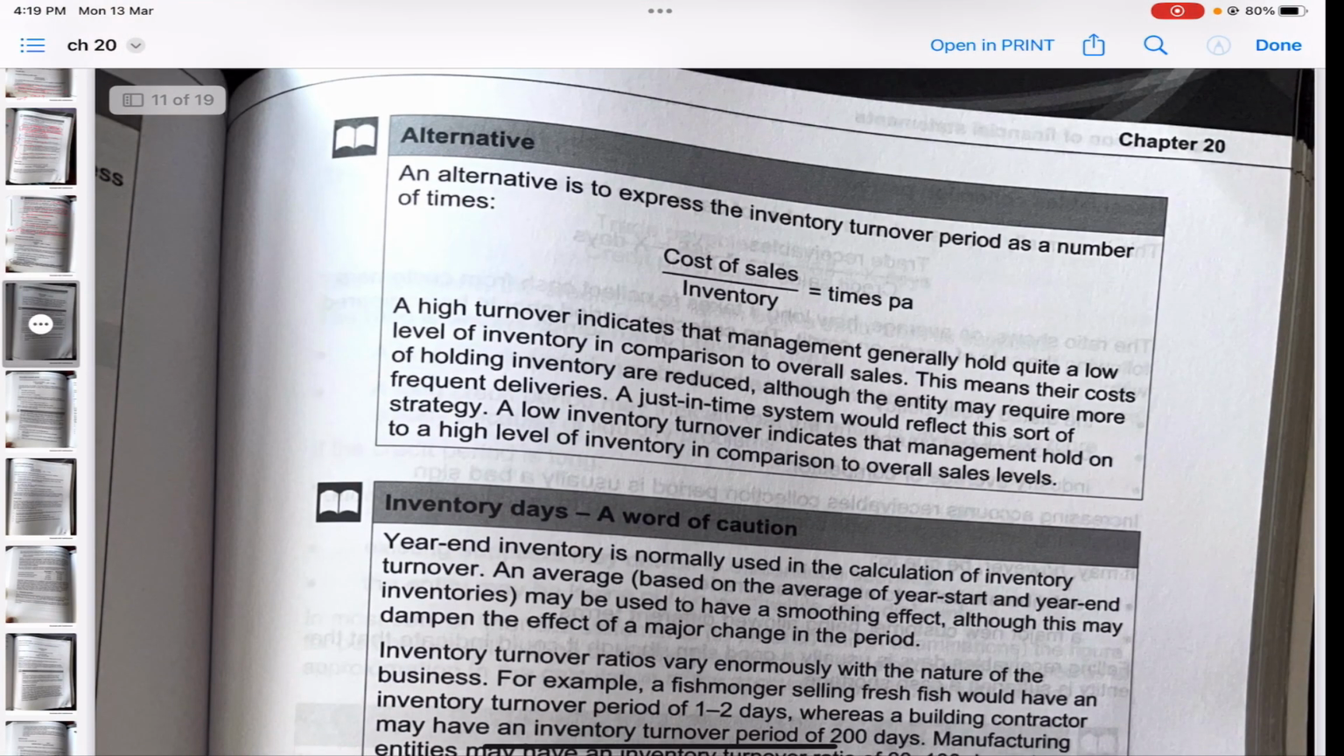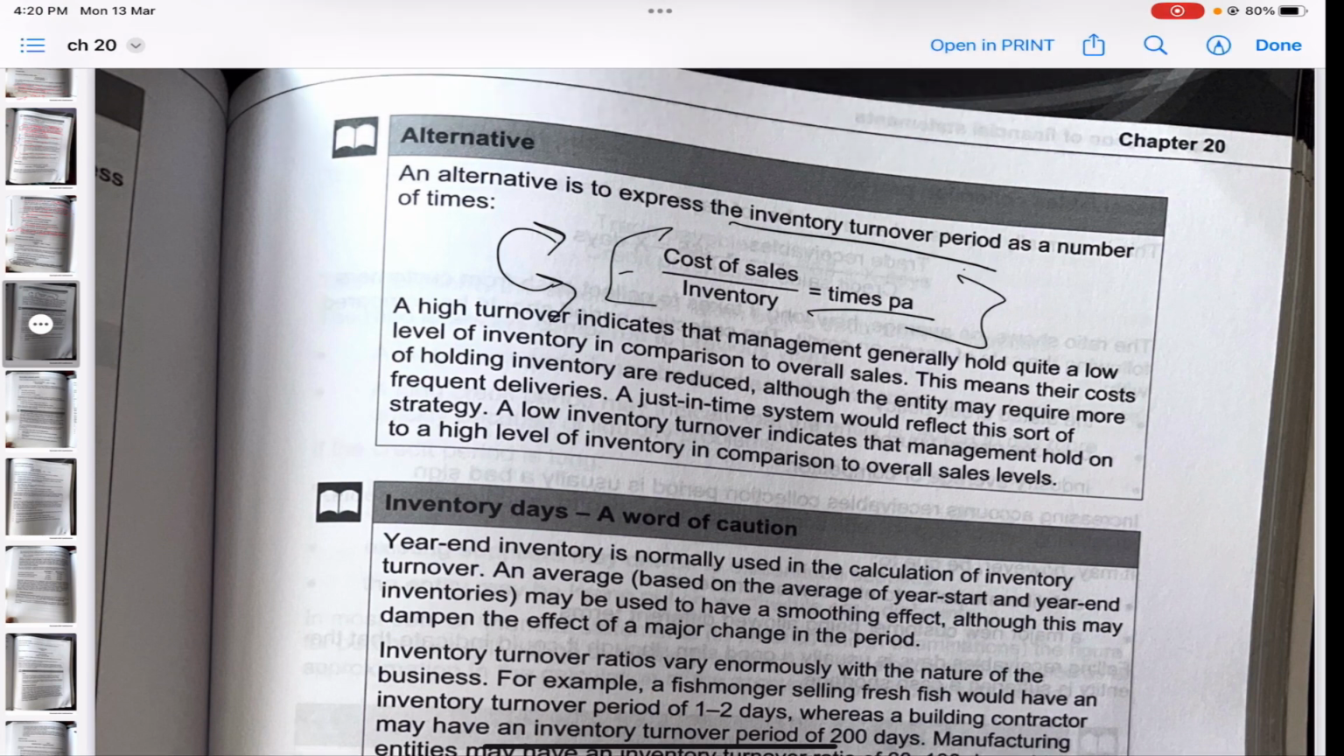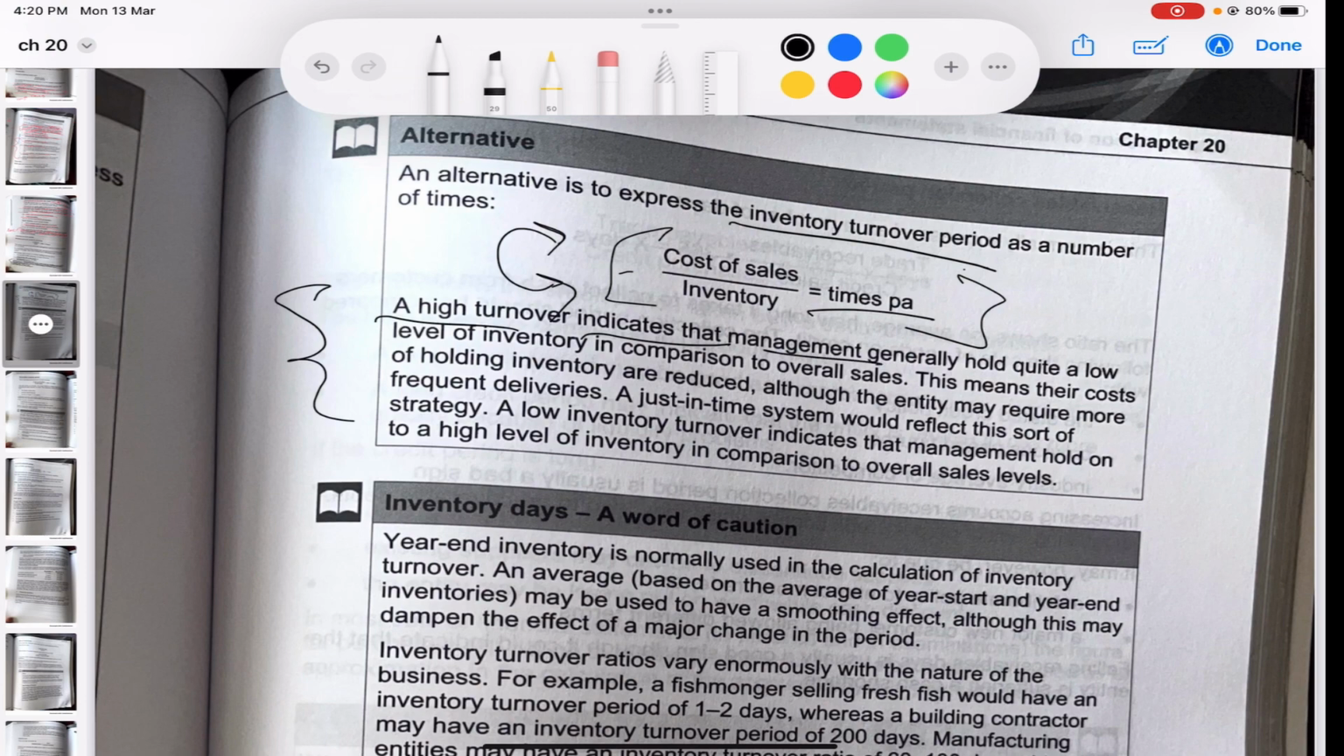Okay. So there is another way to express the inventory turnover period. But instead of having that in days, if you want to find it in number of times, you can do cost of sales upon inventory, which will give you times. So this will just basically invert inventory and cost of sales. A higher turnover indicates the management holds quite okay, you can read it by yourself, we have discussed.